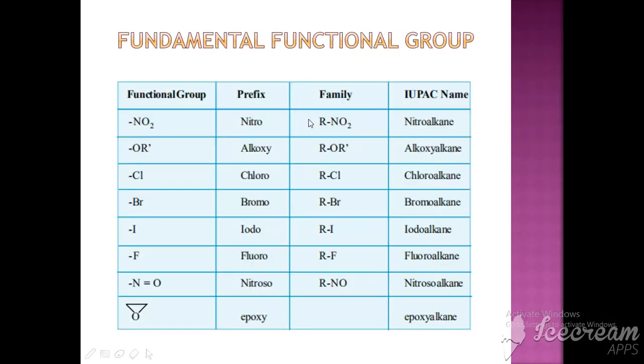Now we are going to study fundamental functional groups. What are fundamental functional groups? These are the functional groups which are more easily and readily used in our bonds. The first is nitro, then alkoxy, chloride, bromide, iodine, fluoride. These four are under the halogen category. Then nitroso, and then there is a very special one which is known as epoxy. This is rarely used, but in last JEE a question was asked on it.